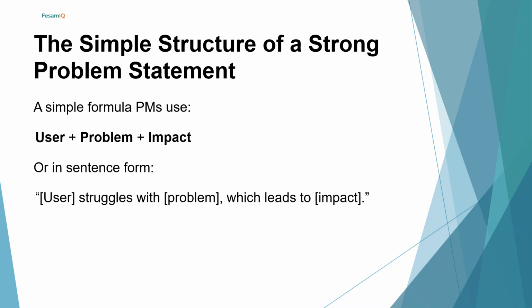So here is a simple structure of a strong problem statement. A simple formula PMs use is the user who is affected by the problem, the actual problem, and the impact of the problem. Now let's look at it in sentence form. Users struggle with a problem, which leads to an impact. This formula keeps us focused and prevents us from jumping to features.